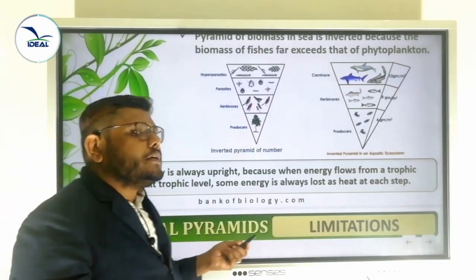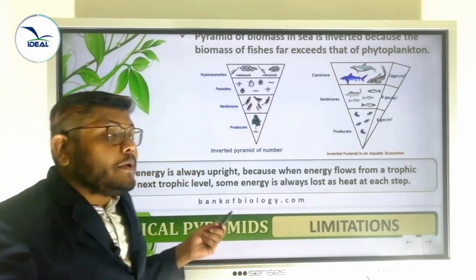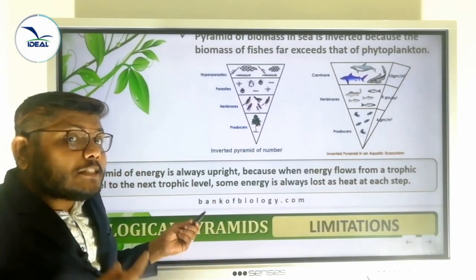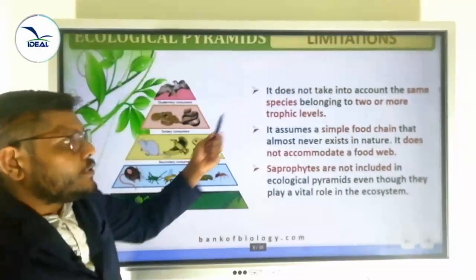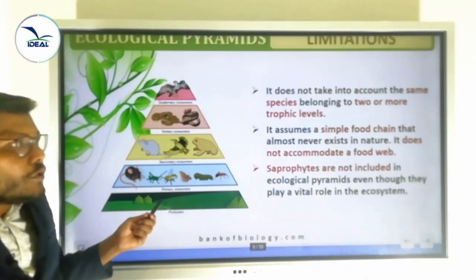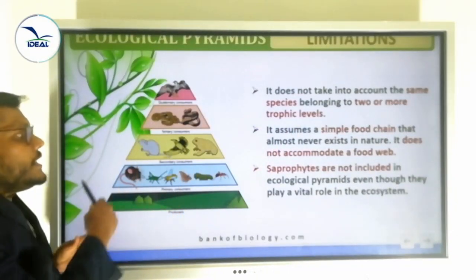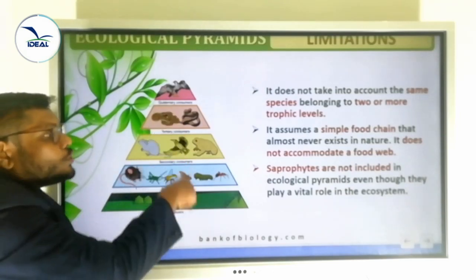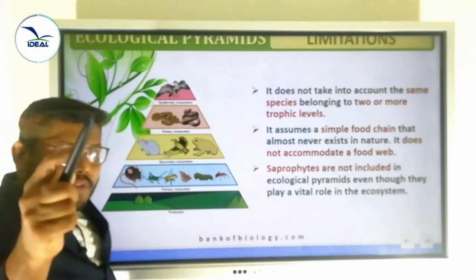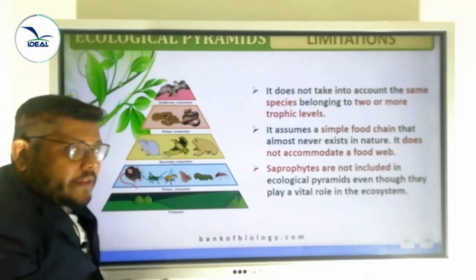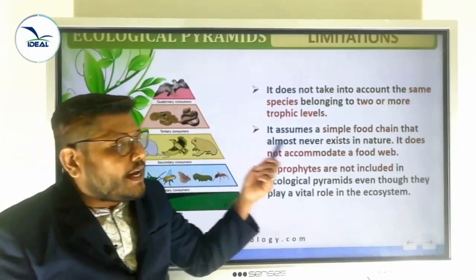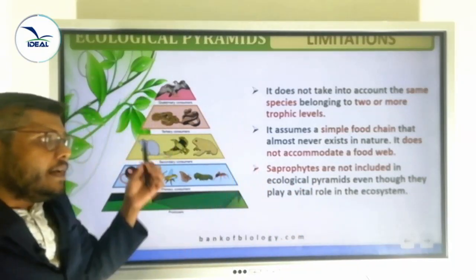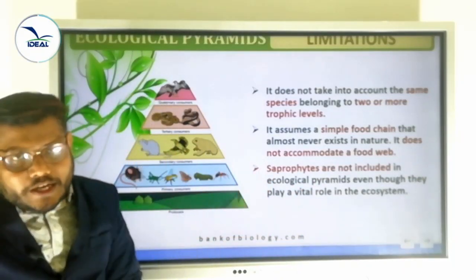What are the limitations of the ecological pyramid? The ecological pyramid does not take into account the same species belonging to two or more trophic levels. The same species never exists in two or more trophic levels in the pyramid. That is one of the limitations. Another limitation: it assumes a simple food chain that almost never exists in nature. At the same time, it does not accommodate a food web.